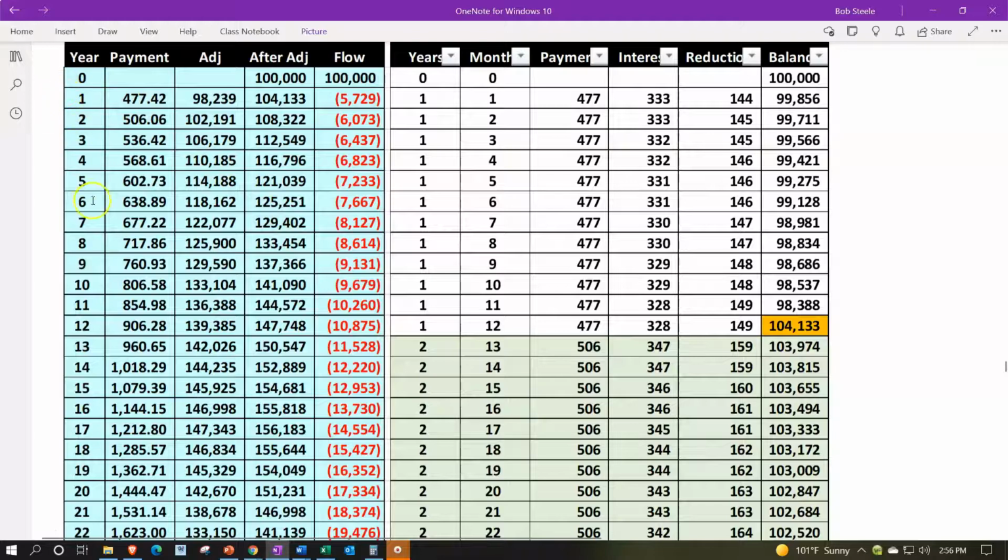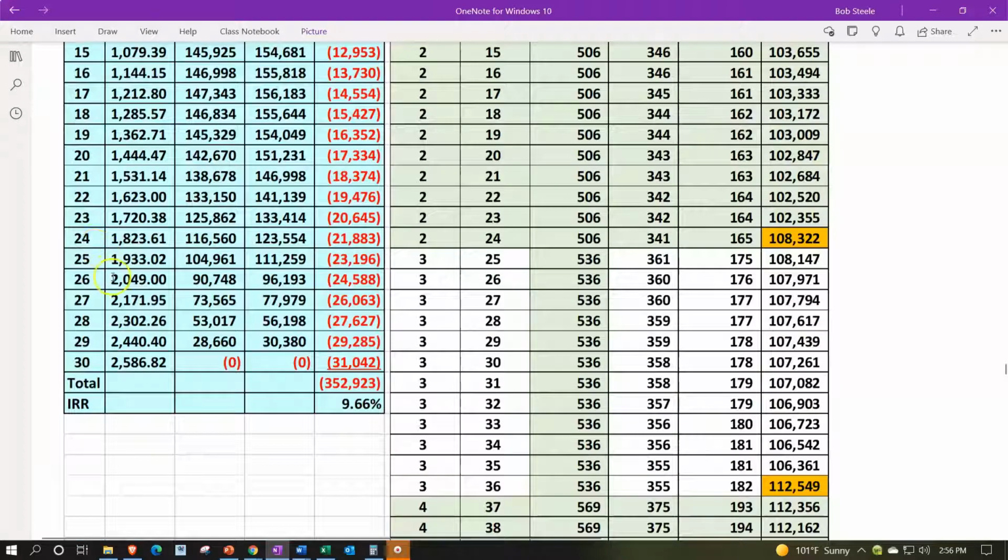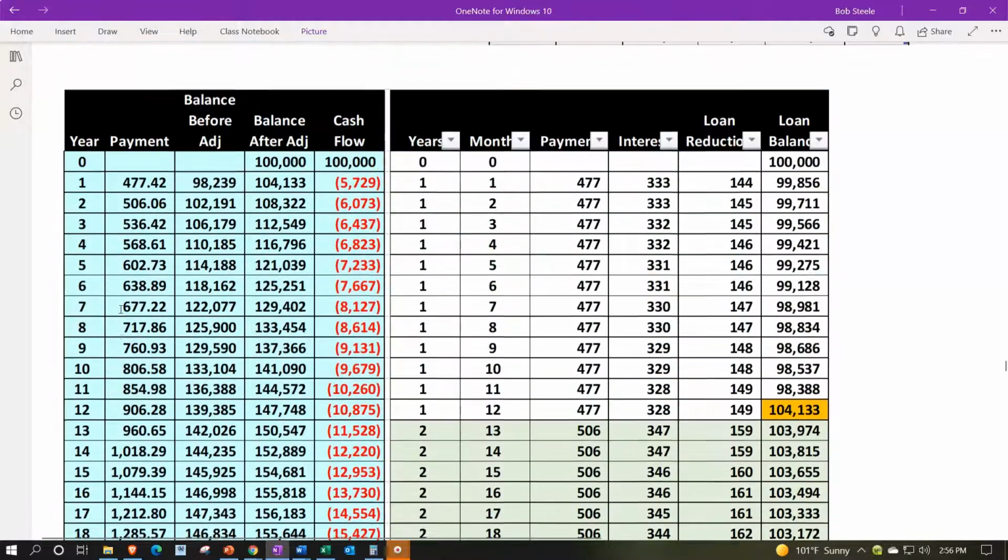So if we did that for the entire 30-year time period, which is tedious to do in Excel, we do this in Excel. It takes a little while to set that up. But once you're set up, then you can go in and practice it.